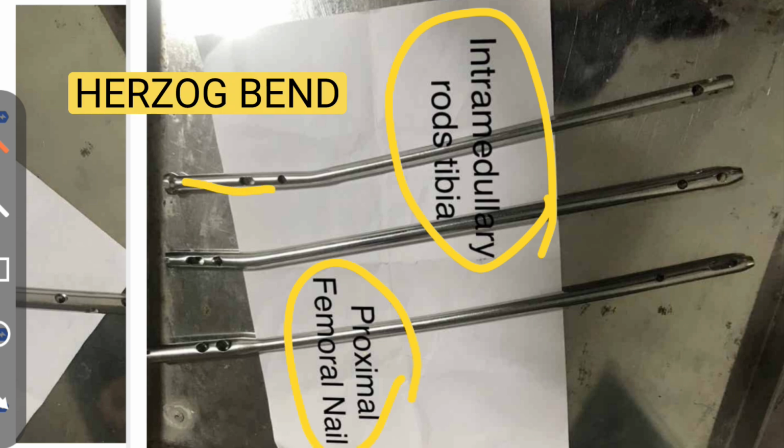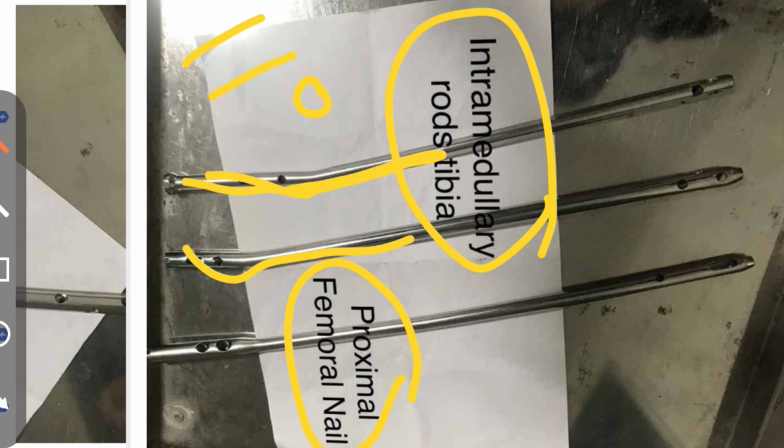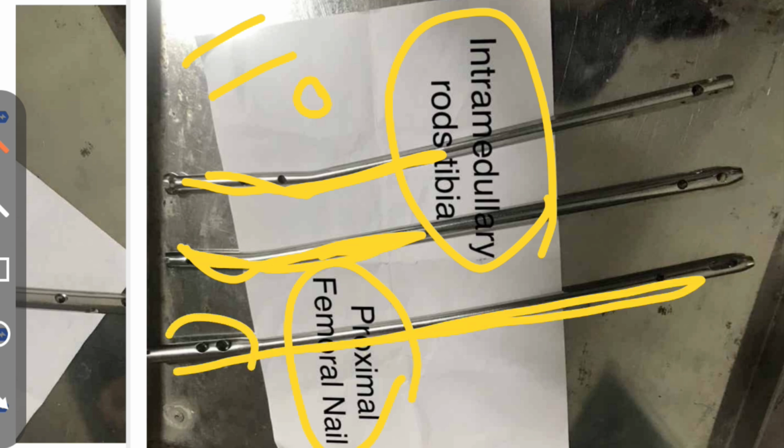Here you can see this is a Herzog's bend. Okay, this is an 11-degree bend. That is Herzog's bend, present in an intramedullary rod of tibia. But in proximal femoral nail it is straight. Okay, and there are holes in the proximal femoral nail. Here you can see 2 holes are there.